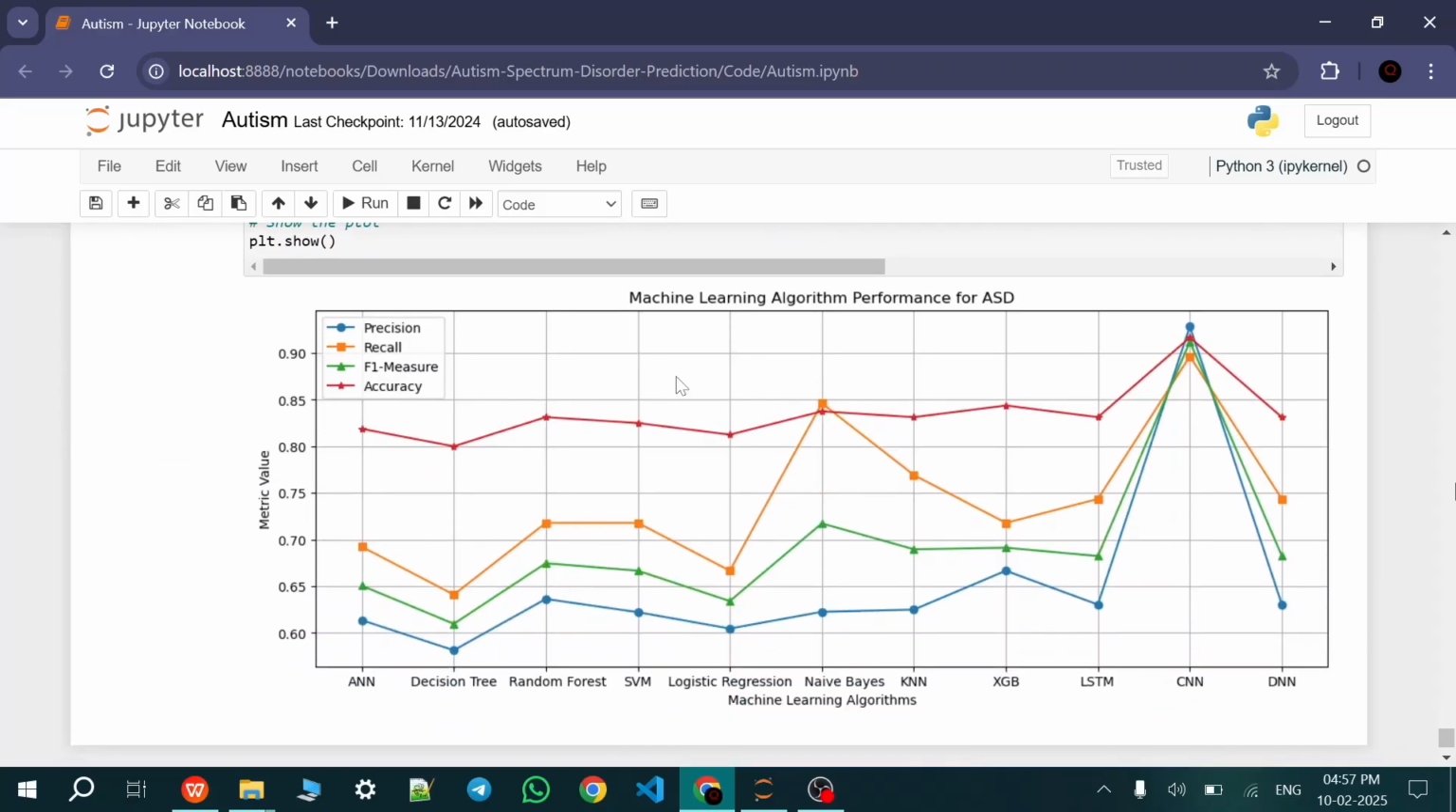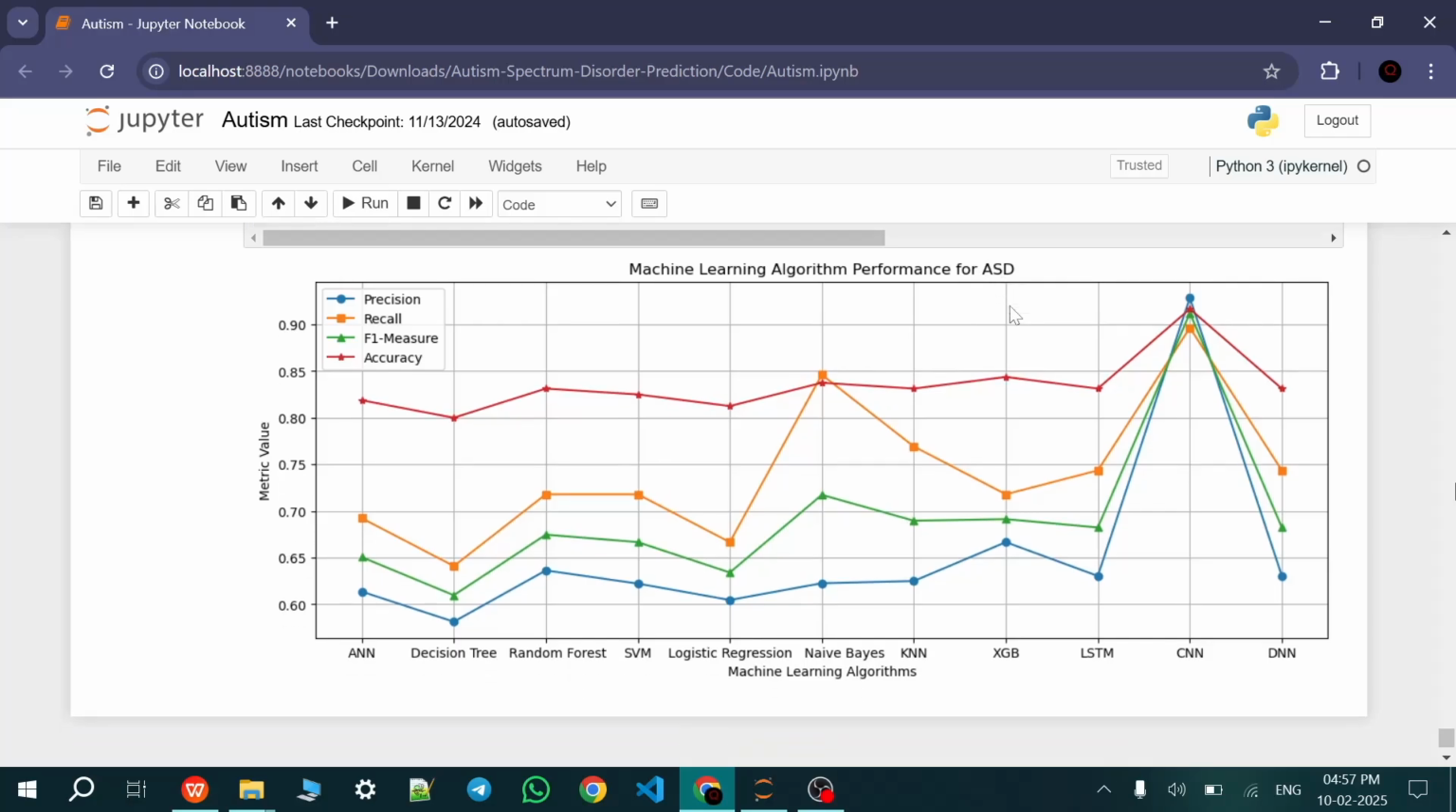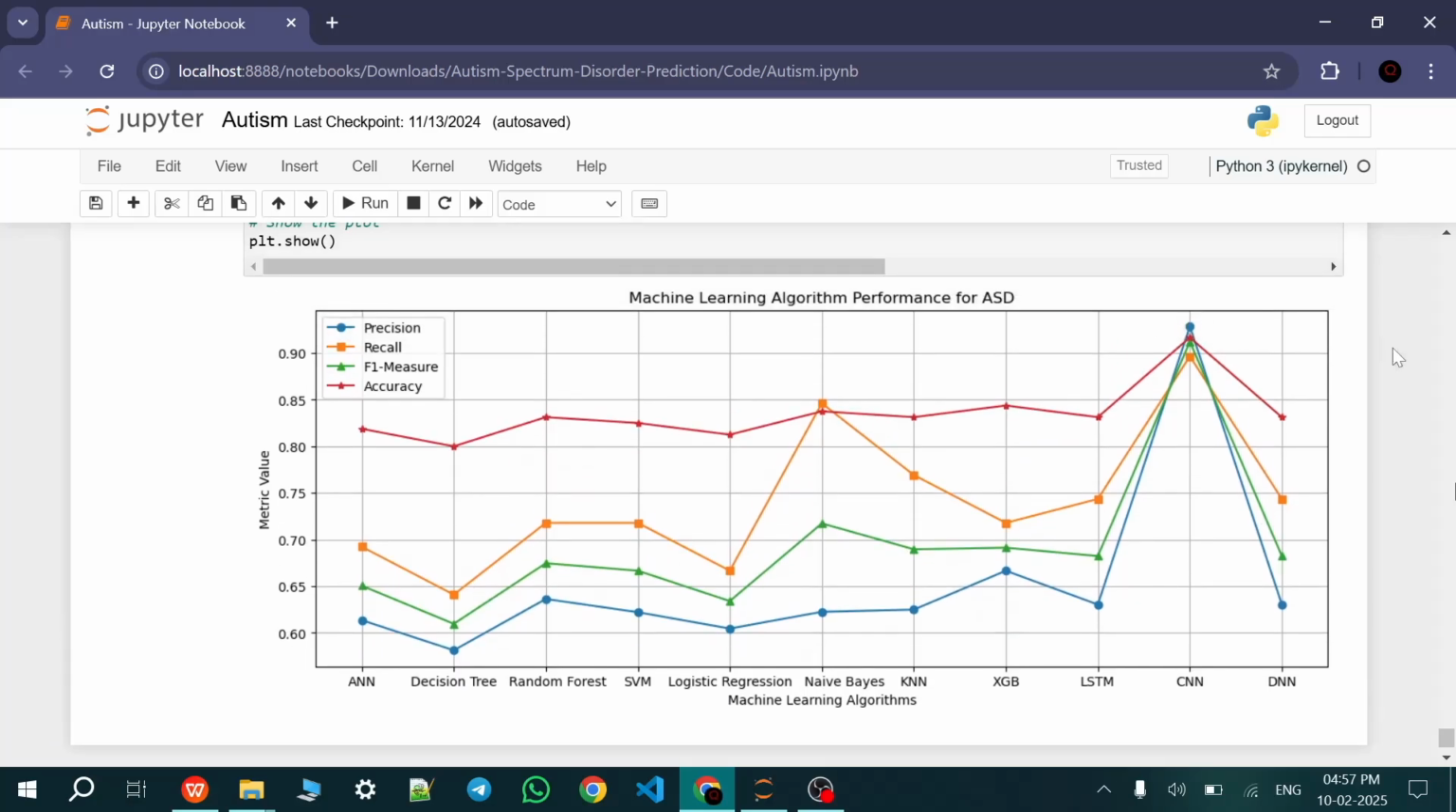And this is the comparison of all of those things for ASD people. Okay, so that's all. Thank you.